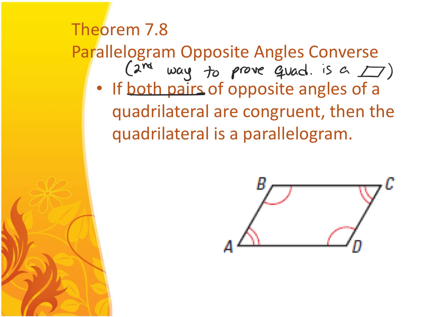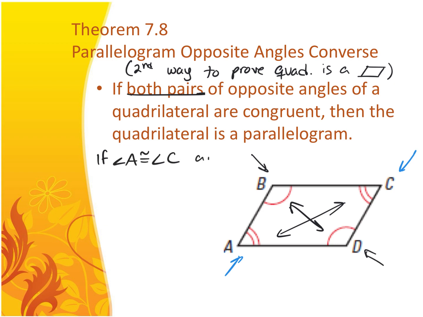Now again, keyword both pairs. So in this case, it would be angle B with angle D and angle A with angle C. Again, opposite, just like we learned in 7.2. So if they tell us that angle A is congruent to angle C, and they also tell us that angle B is congruent to angle D, then we can say that this quadrilateral ABCD is a parallelogram.